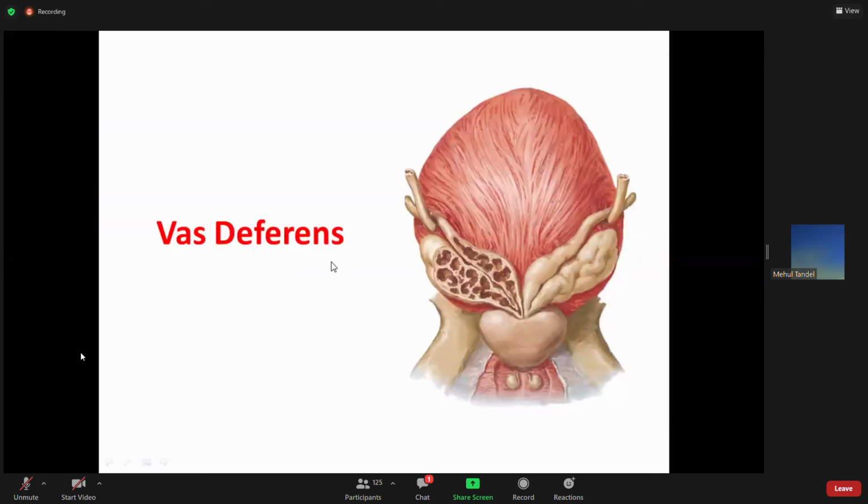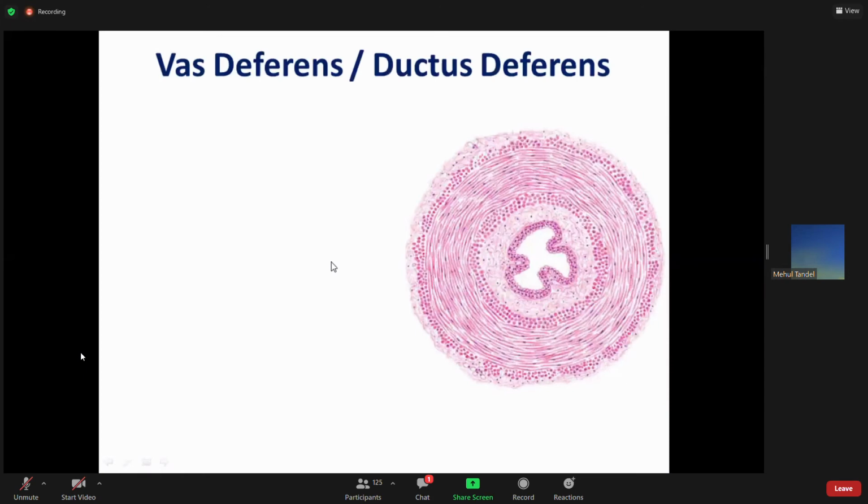Vas deferens. Vas deferens is very rarely asked as a short note. Sometimes they ask it, but you have to remember a little. It may be asked as a short note for 3 marks. It is a thick-walled, cord-like muscular tube, like a whip cord, the whip used in a circus.